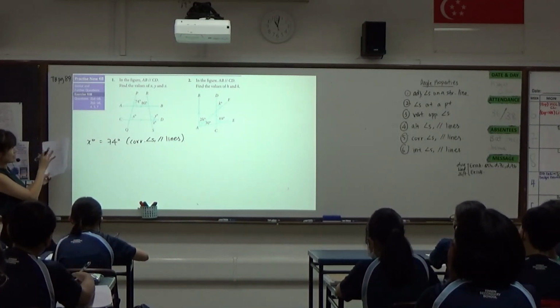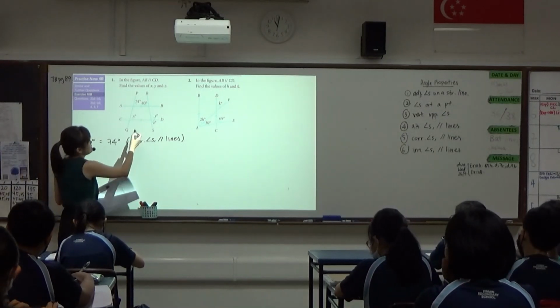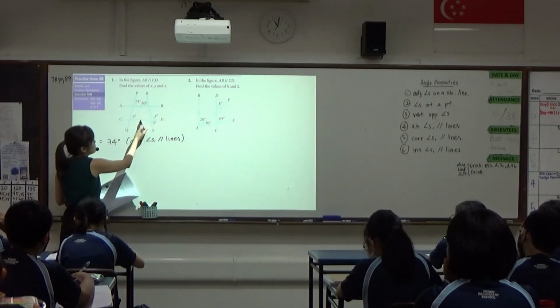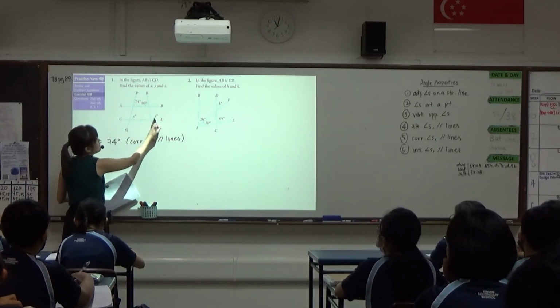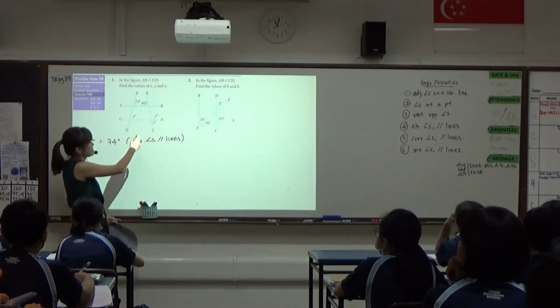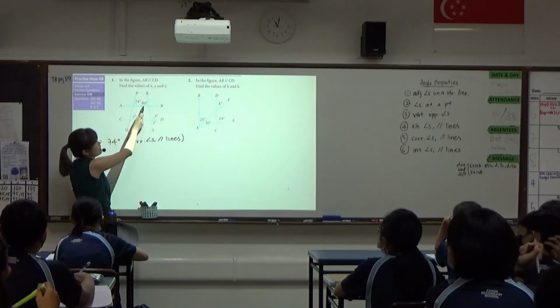I've given you one example of this before, right? The Z shape. I'm sorry, I cannot quite distinguish the C and the Z. What is the Z shape then? So you want to find this one?